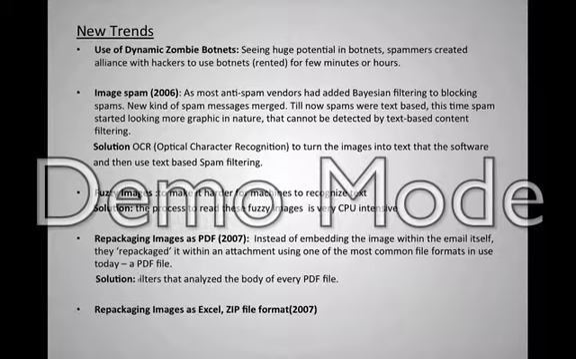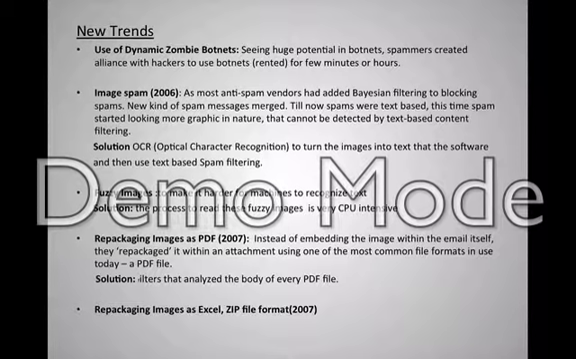Here are new trends in the world of spam: use of dynamic zombie botnets. Spammers see a huge potential in botnets, so they created alliances with hackers to use botnets for a few minutes or hours to send bulk spam email messages.